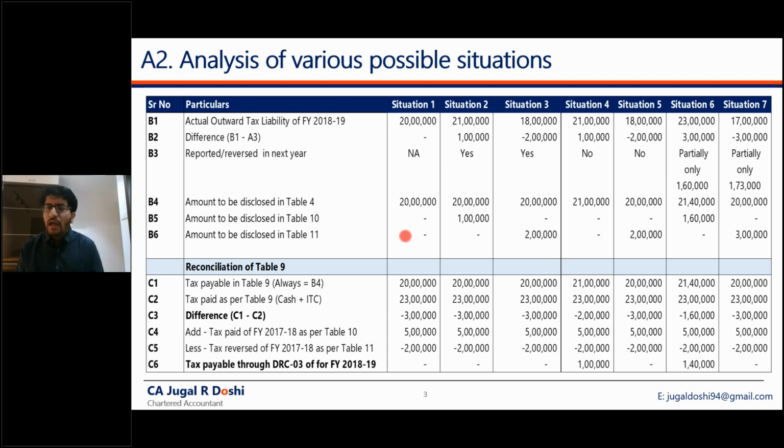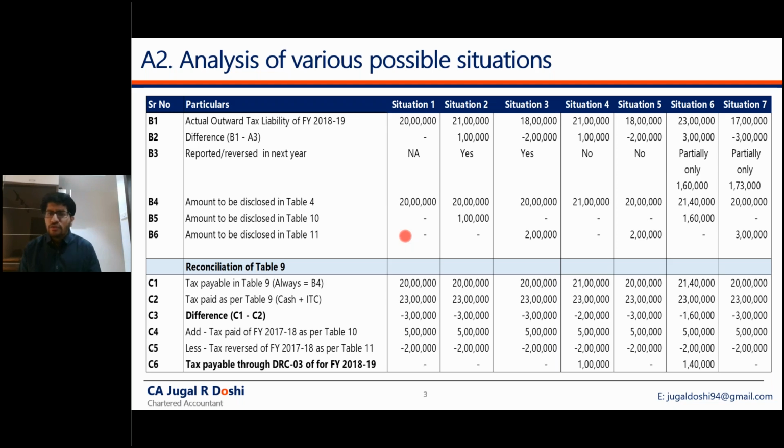But in situation 4, as we have not paid the tax yet, we have not declared this outward tax liability of 1 lakh through GSTR 3B of FY 19-20, so table 10 will be nil. Hence, I have to declare the entire 21 lakhs in table 4, and while doing reconciliation in table 9, my tax payable is 21 lakhs, tax paid 23 lakhs, out of which 3 lakhs is for FY 17-18. Tax paid for FY 18-19 is 20 lakhs, and hence there is an additional tax liability of 1 lakh which is arising through the GST annual return and will be paid through DRC 03.